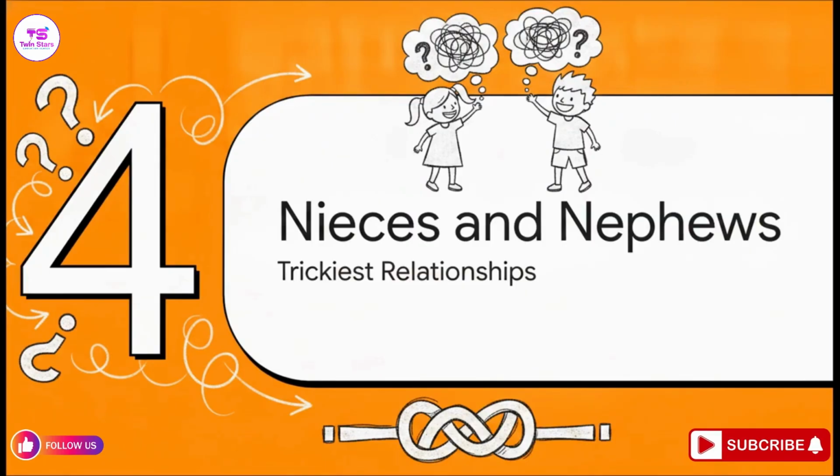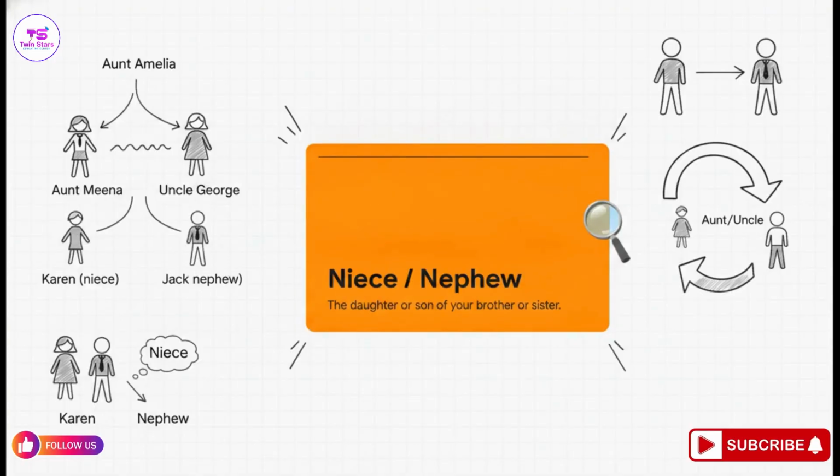Section 4. Nieces and nephews. These are often the trickiest relationships. Now let's flip the perspective for a second. Let's look at this from the point of view of those aunts and uncles we just met, Amelia, Mina, and George. What do they call their siblings' children? This right here is where people always get tripped up.